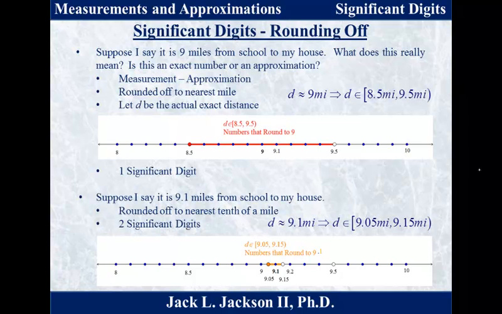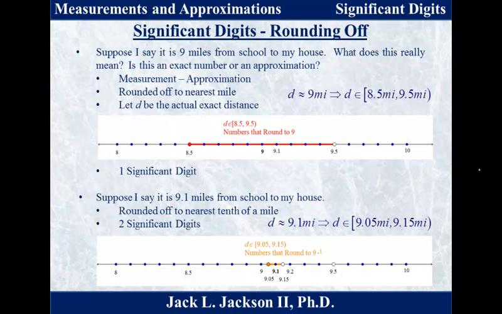Okay, so let's let D be the actual exact distance. When I say that the exact distance is 9 miles, I really should say approximately 9 miles. What am I really saying? I'm saying it's a number that rounds off to 9, which means it's between 8.5 miles and 9.5 miles. Actually, we include the 8.5, but not the 9.5. You can see that on the number line here. This is one significant digit.